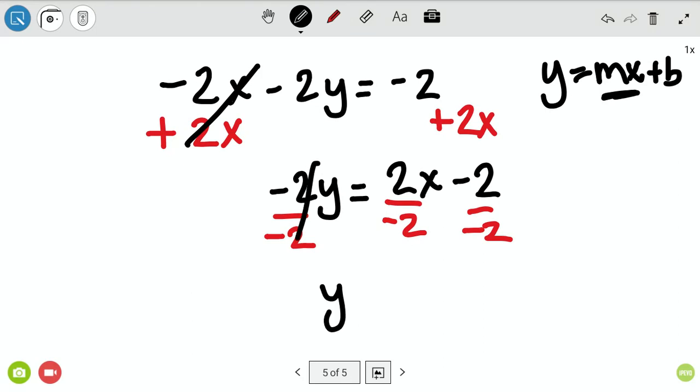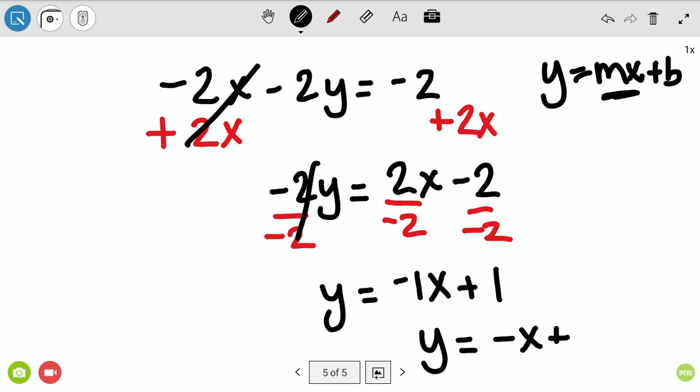And that gives me y equals 2 divided by -2 is -1. You can write the 1 or you don't have to. It doesn't matter to me. And then -2 divided by -2 is +1. So that's an acceptable way to write your answer. The other acceptable way to write it is like this. They both mean the exact same thing. One just writes the 1 and one doesn't. Okay? Any question with that one?